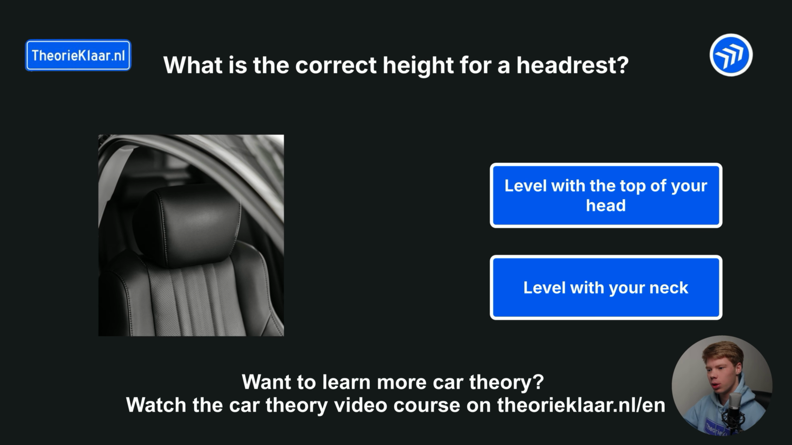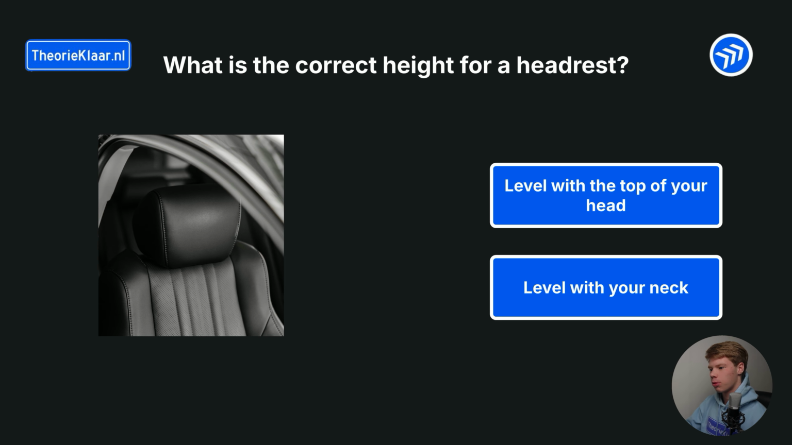And the next question, what is the correct height for a headrest? Is that level with the top of your head or level with your neck? Then the right answer is that the correct height of a headrest is level with the top of your head, because the headrest should sit as close as possible to your head. So the top of the headrest should be level with the top of your head.